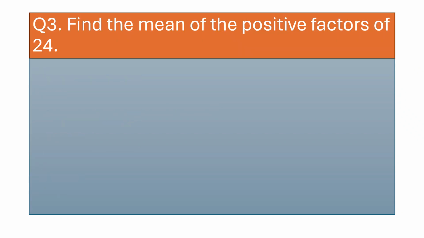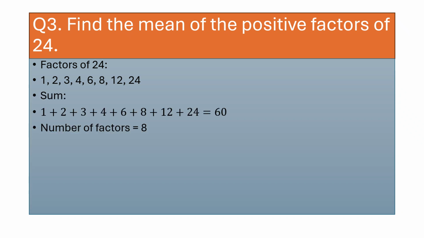Find the mean of the positive factors of 24. Now when we say factors of 24, these are all the factors. I'm sure you know how to find out the factors, children. 1, 2, 3, 4, 6, 8, 12 and 24 itself. So again, how to find the mean? Add all the numbers. You get 60. Number of factors are 8. That is the number of observations.